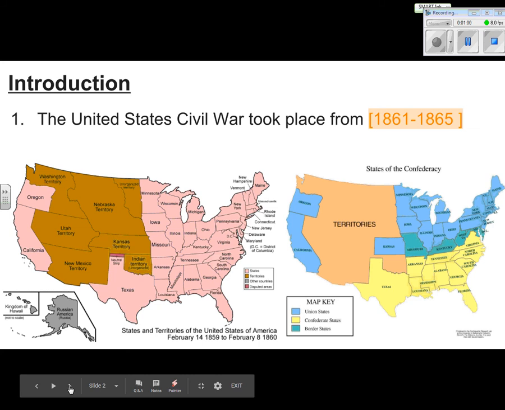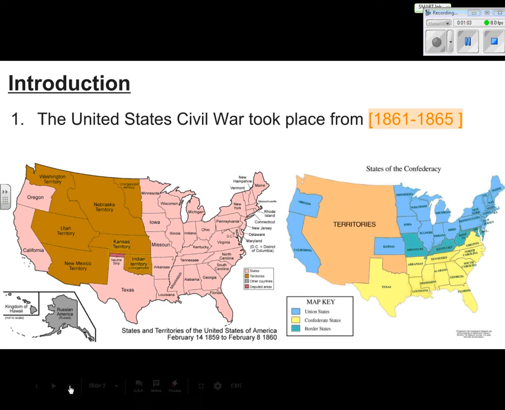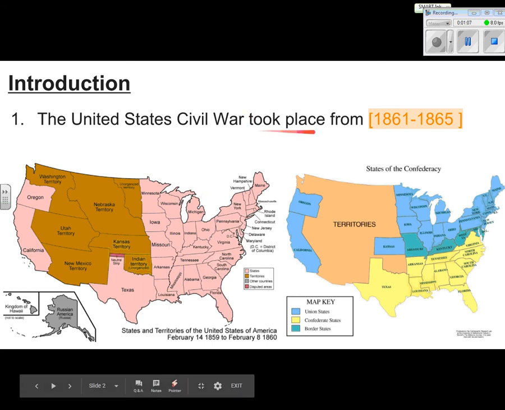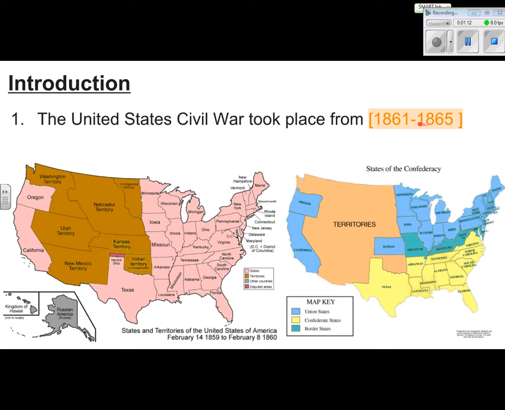So we'll start with the basic details. I need to do a better job as a teacher of making sure you understand how dates fit together, right? So the U.S. Civil War takes place just after Lincoln gets elected in 1861. And it goes to 1865. It's a long slog of a war.